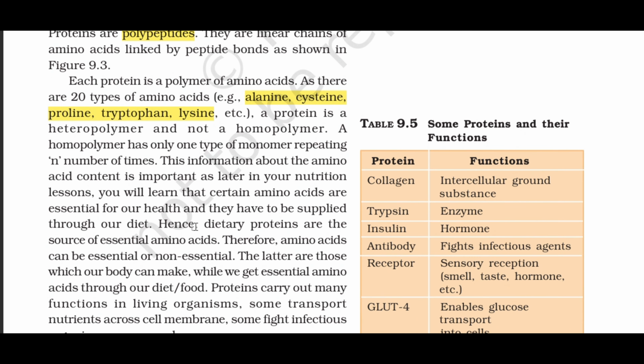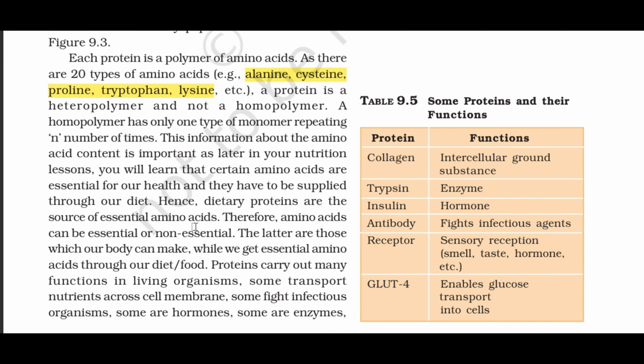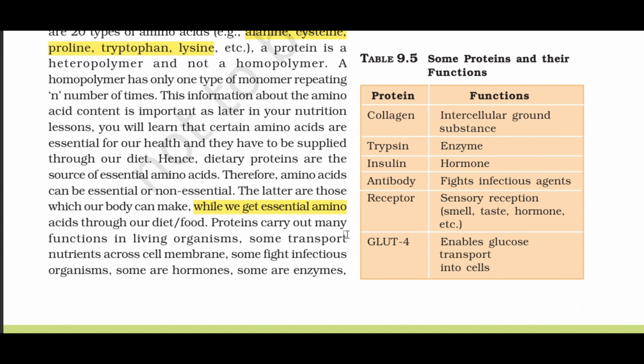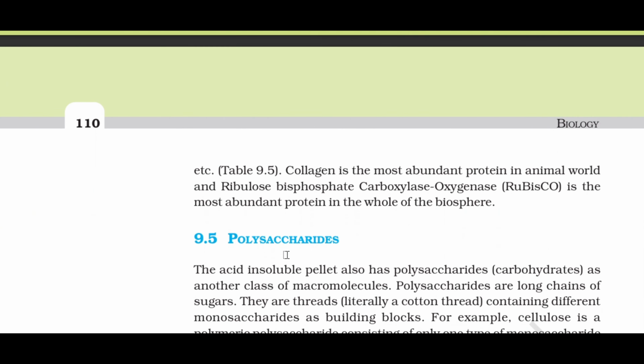Hence, dietary proteins are the source of essential amino acids. Therefore, amino acids can be essential or non-essential. The latter are those which our body can make, while we get essential amino acids through our diet food. Proteins carry out many functions in living organisms. Some transport nutrients across the cell membrane, some fight infectious organisms, some are hormones, some are enzymes, etc.